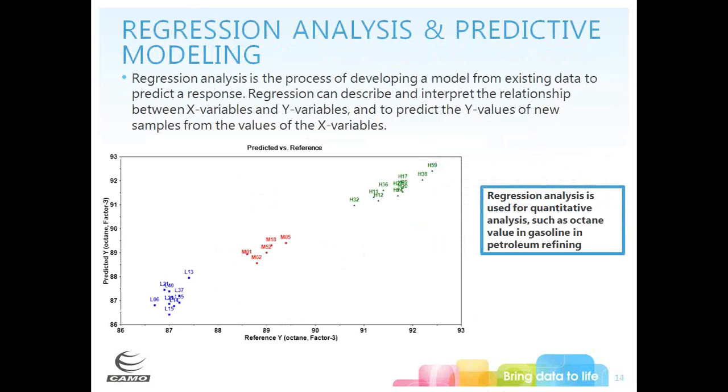Regression analysis allows us to develop quantitative models from existing data to predict a response. So we can describe the relationship between measured X variables and a response variable Y so that we can get a model. The predicted versus reference plot shown here shows a good linear relationship between these samples for which we're measuring the octane value in gasoline from spectroscopic measurements, so that when we have a new measurement, we can then apply the model to predict the value of gasoline. And this is used quite commonly in the petroleum blending and refining processes.